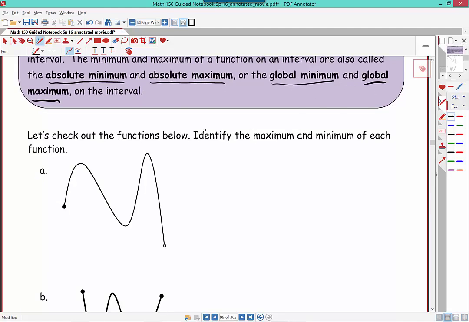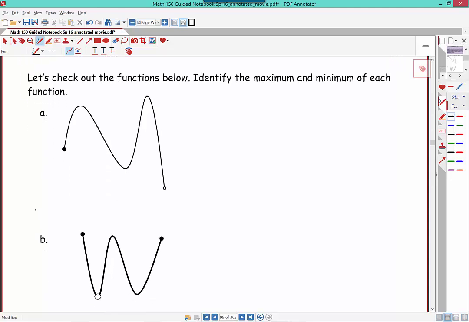All right, so let's check out these functions below. Identify the maximum and minimum of each function on this interval. The first interval is closed on the left and open on the right side. So let's just take a look. I'm going to have my little hand tool here. You stop me when you see something interesting. Oh, okay, you think that might be a potential one? So let's put a little ordered pair here, and then we'll come back and talk about these. Yep, that might be of interest. And then you probably found that this guy was of interest and maybe this guy down here. So let's talk about these things.